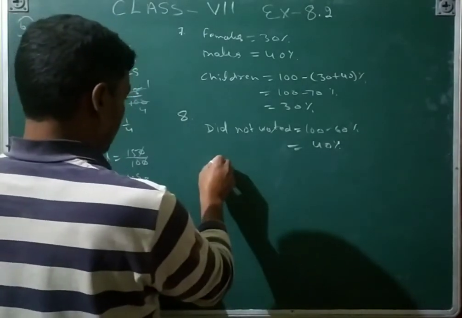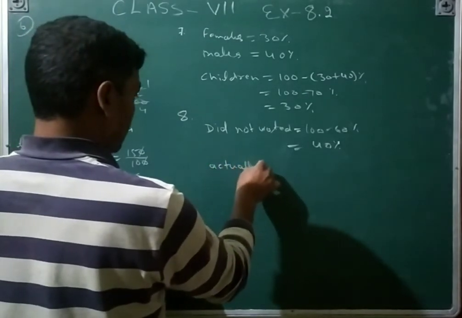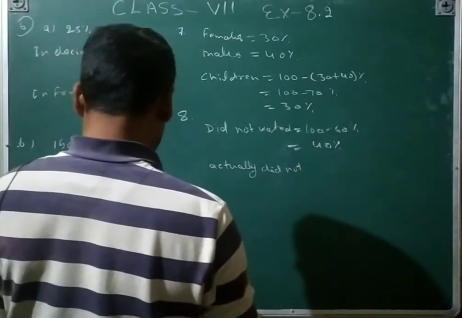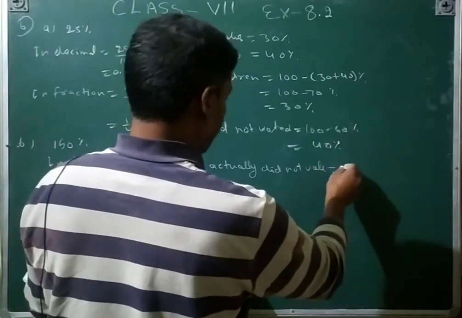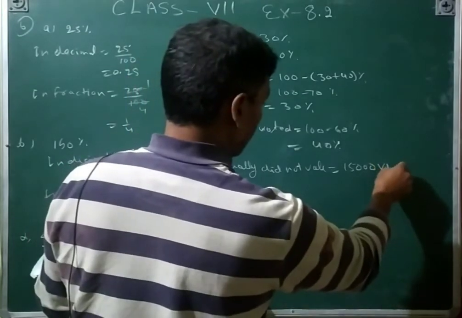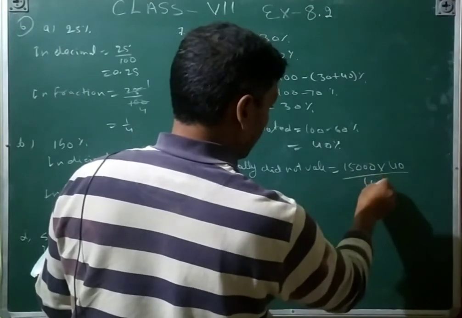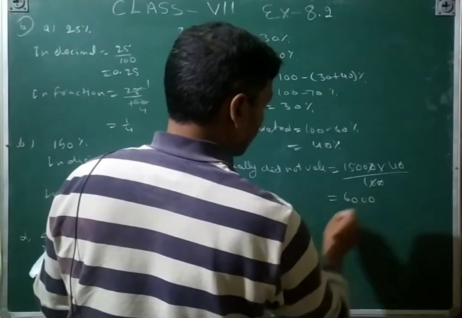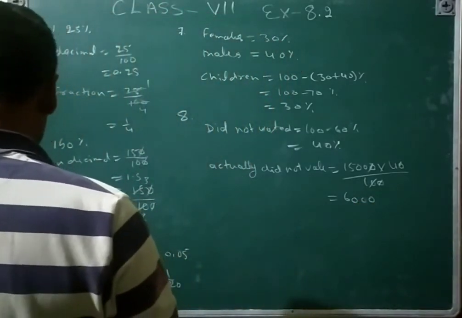So actually did not vote is equal to 15,000 multiplied by 40 upon 100. 1 0 cancel, 15 4s are 60, 2 zeros. It means that 6,000 voters have not given the vote.